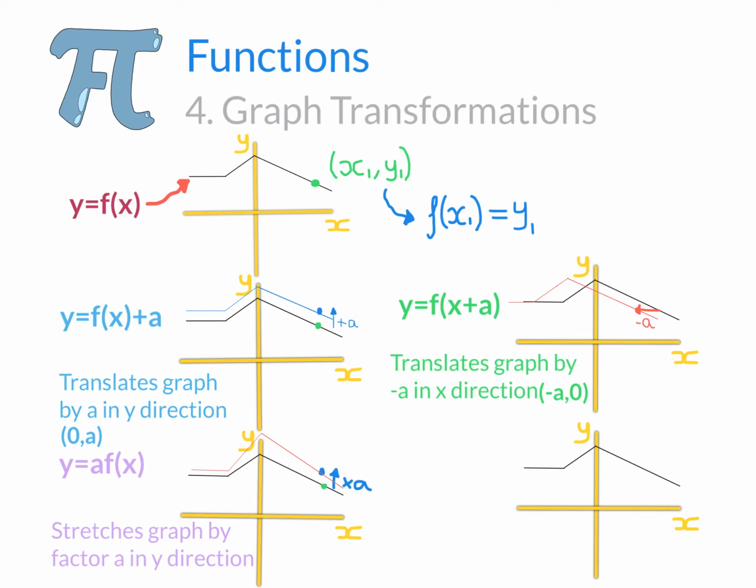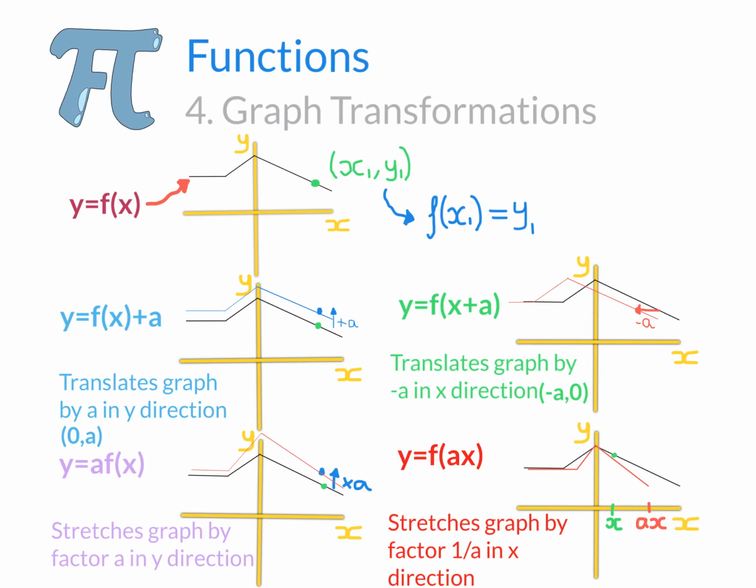Finally, we see the variation y is equal to f with argument ax. We realize in the same way as before that at each x-coordinate, we are using the y-coordinate of the point that is a times x in the original graph. When we plot this, we see it has the effect of squishing the graph by a factor of a along the x direction. Instead of saying squished by a factor of a, we might say stretched by a factor of 1 over a, which means the same thing.